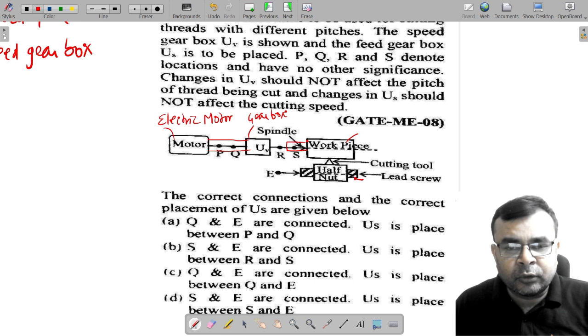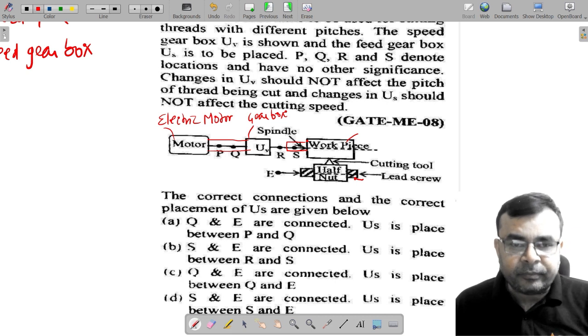And now this is the lead screw. Obviously this is the lead screw and this is the tool, and this lead screw is connected with the feed rod with the help of a half nut. Correct? So we need to find out the correct connections and the correct placement of US. So you can see here Q and E are connected.